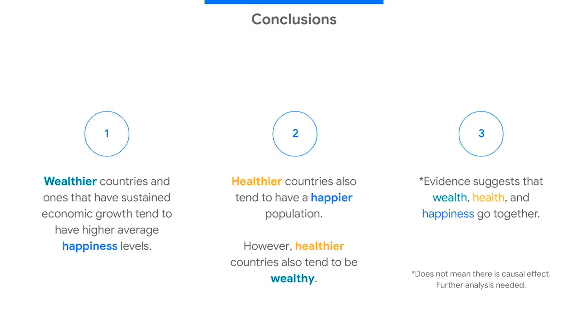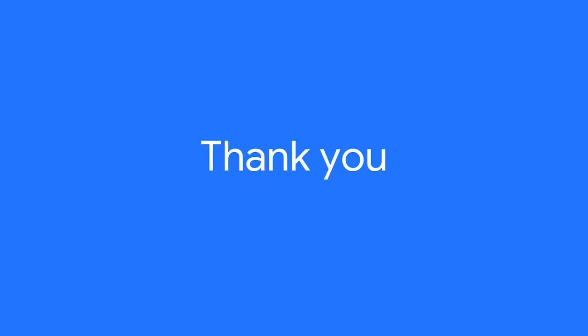It's important to also discuss any caveats or future analysis that needs to be run to answer the questions that may come up based on this analysis. So we have said that the evidence suggests that wealth, health, and happiness all go together, but that does not mean that one causes the other. So there needs to be future analysis to understand any causal effects between them. And then you have your final slide, and this is where questions would come in. So it's important to remember that data storytelling is an art.